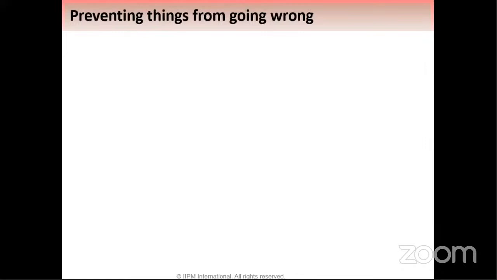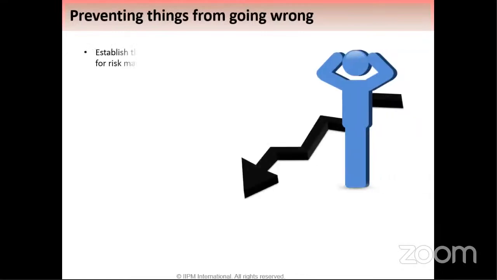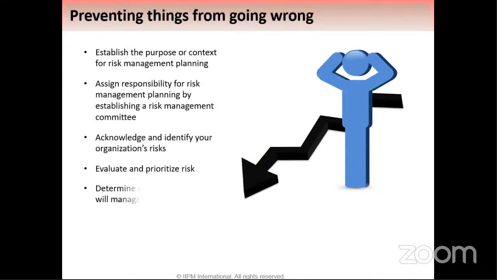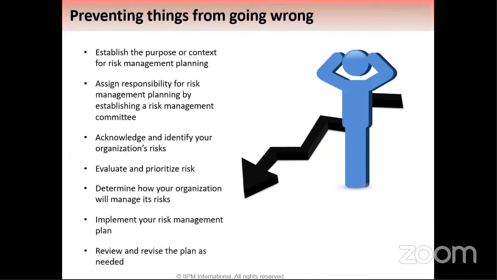So preventing things from going wrong, okay? How do we prevent things from going wrong? We need to establish the purpose or context for risk management planning. That was discussed this morning. Then we need to assign responsibilities for risk management planning, by establishing a risk management committee, RMC. Then we need to acknowledge and identify organizational risk.